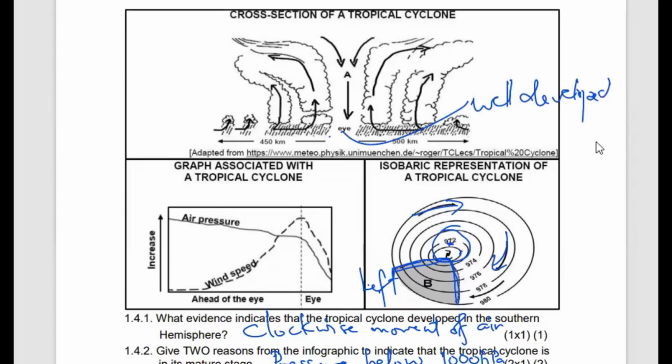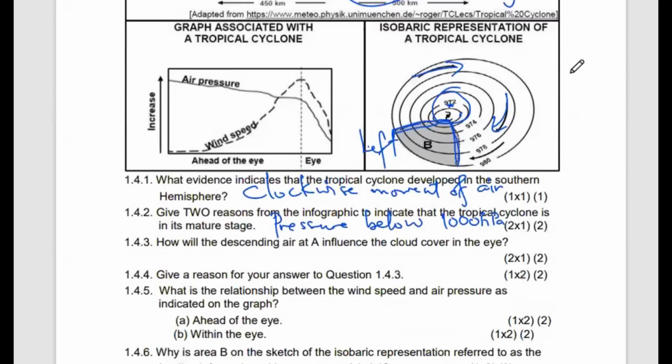It's another evidence. Well-developed eye. If the system has a well-developed eye, it suggests that it has matured. In its initial stage, the eye would not be very distinct. But when we see the eye being fully developed, then we can suggest that the system has fully matured. And also, if we check our left quadrant here, the left quadrant is visible.